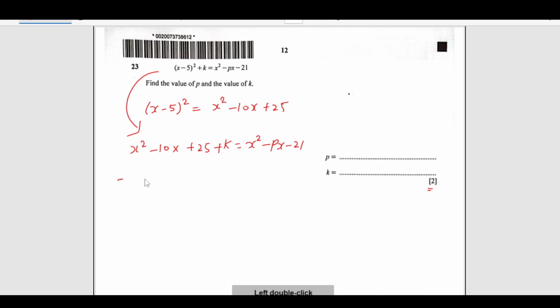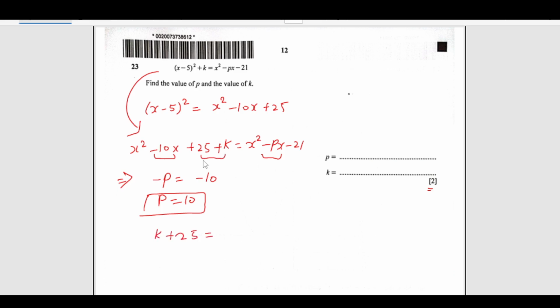When you compare this, the coefficient: negative p equals negative 10. So p is 10. Now the constant is k plus 25. K plus 25 is equal to negative 21. So k is negative 21 minus 25, which is negative 46. So that's what we are going to write down over here.